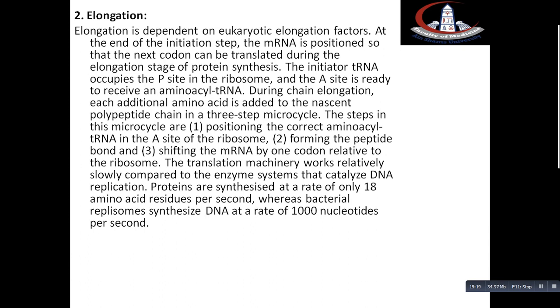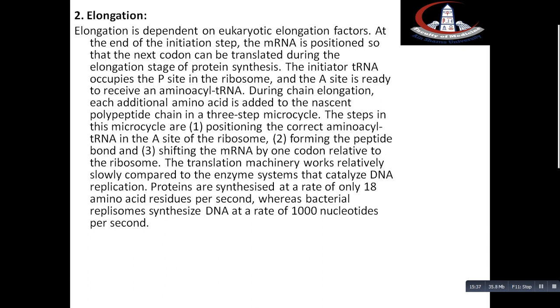Finally, termination. Termination occurs when a chain-terminating codon, UAG, UAA, or UGA, is in the A site as a stop codon and does not promote binding of transfer RNA. Instead, eukaryotic release factor binds to the ribosome.